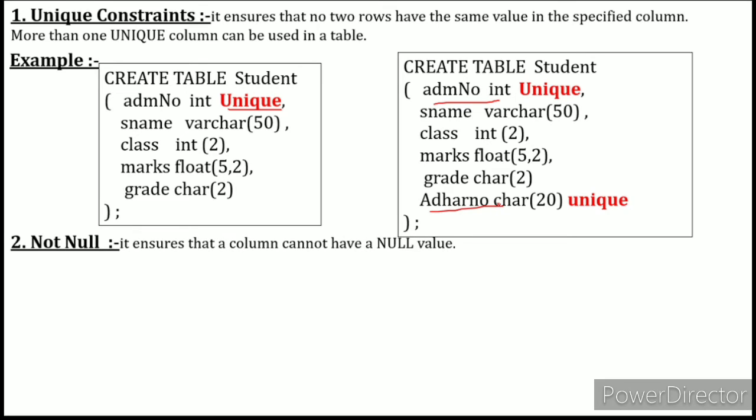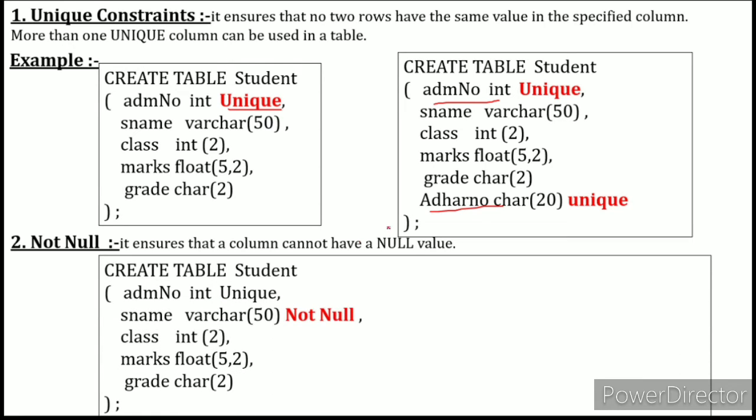Next is not null. Not null ensures that a column cannot have a null value. The user must enter some value in the column which is declared as not null. How is it declared? Just use the not null keyword after the definition of the column. Here name is a not null column. So the name column cannot be empty. It always contains some value.